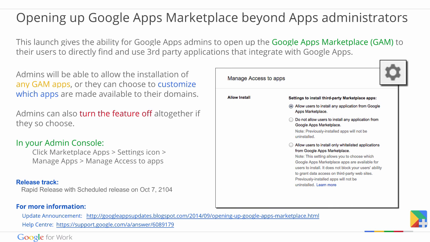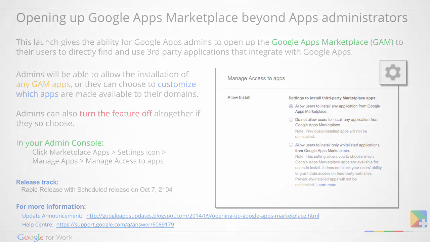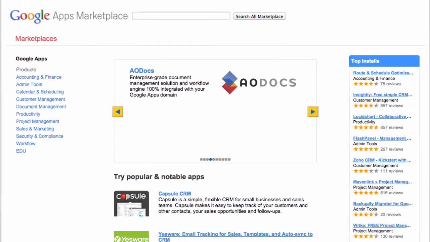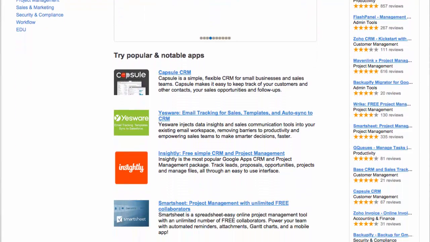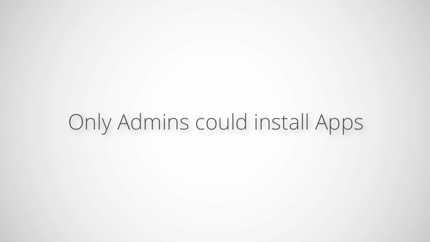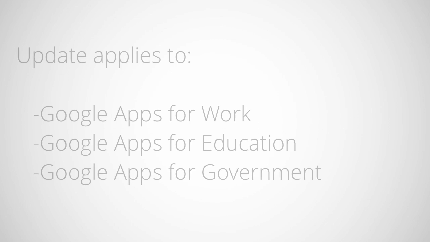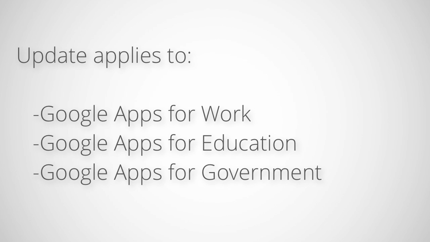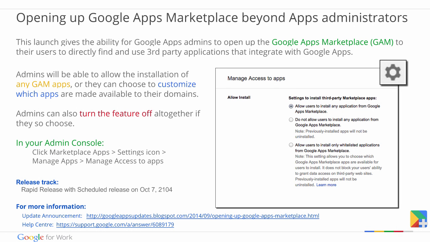A major update for admins last month was the opening up of Google Apps Marketplace beyond apps administrators. The Google Apps Marketplace features hundreds of third-party apps that complement the suite of tools in Google Apps for Work. Previously, only admins could install these apps within an organization. Starting in September, employees can install these apps without involving their admin. So, if you work at an organization that uses Google Apps for Work, Google Apps for Education, or Google Apps for Government, your users now have greater access to apps that help you work faster, more efficiently, and collaboratively.